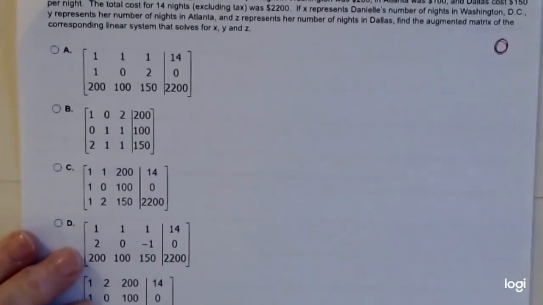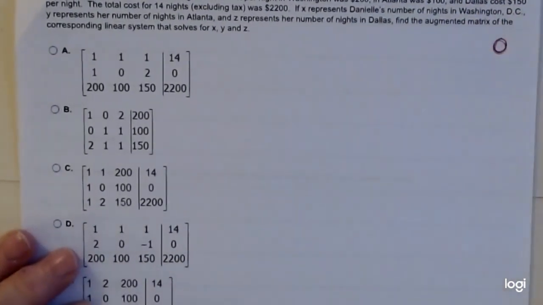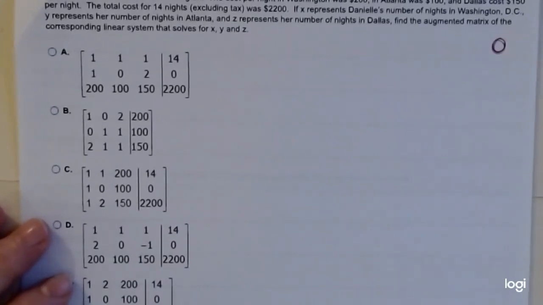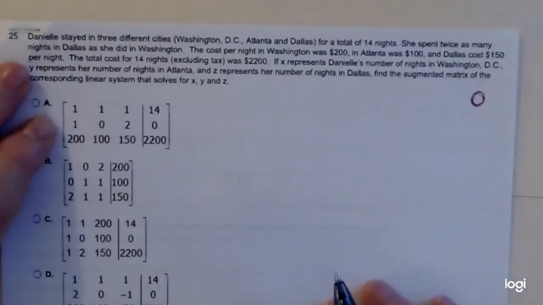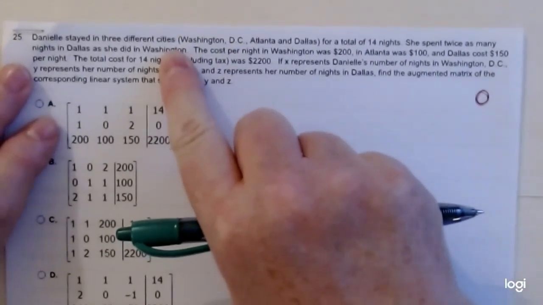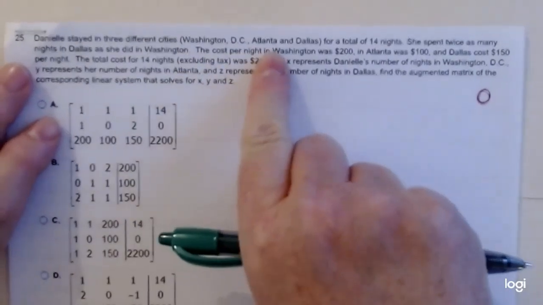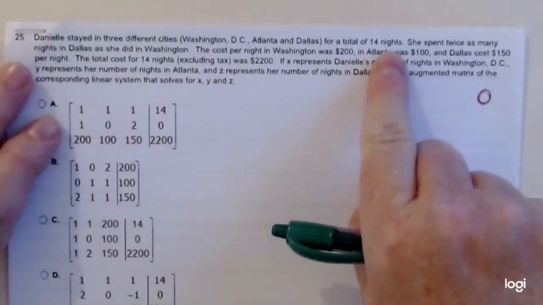And this one is just setting up a matrix. We don't have to solve it. And this is basically just a reading question. Danielle stayed in 3 different cities, Washington, D.C., Atlanta, and Dallas, for a total of 14 nights.